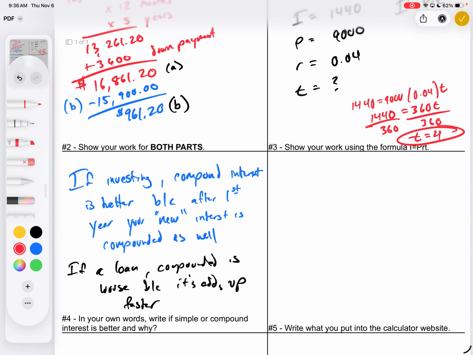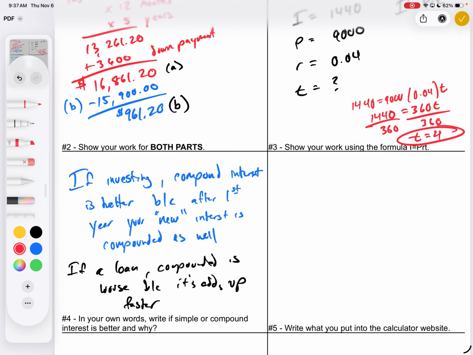I'm going to go ahead and scroll down and talk about part C while I'm right here. This is definitely in your own terms, like I didn't word it very well, but it says, in your own words, write whether simple or compound interest is better and why. So if you're investing, compound interest is better because after the first year, your new interest is compounded as well.